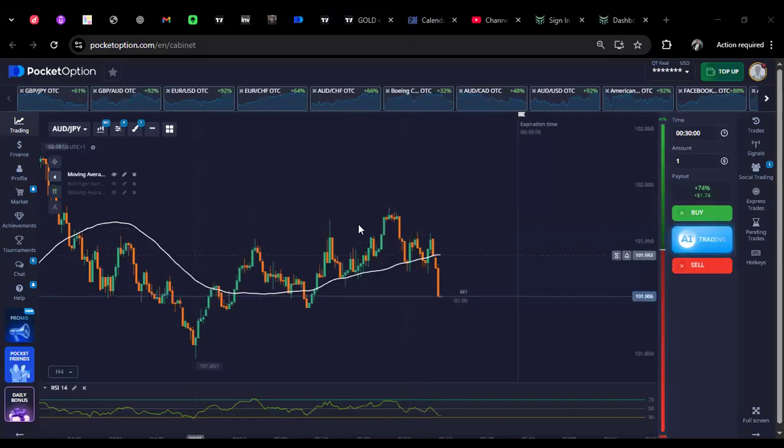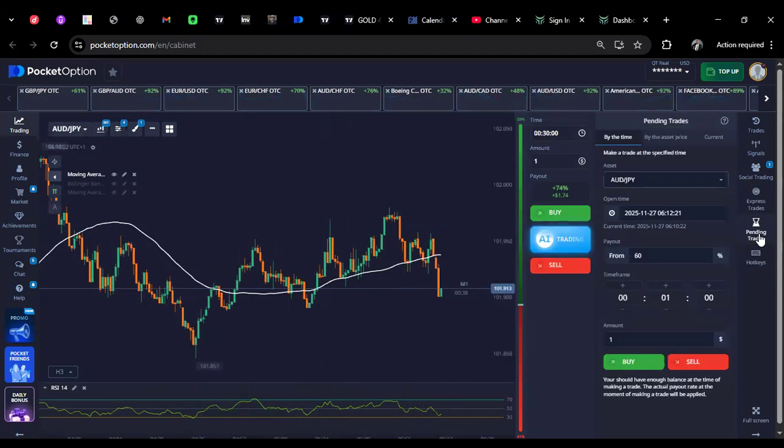So whatever pair you're looking at, let's assume ADJPY, since you're using your phone, you see the pending trades at the lower part of your screen. So you go to the pending trades, by asset price, not by time, by asset price.